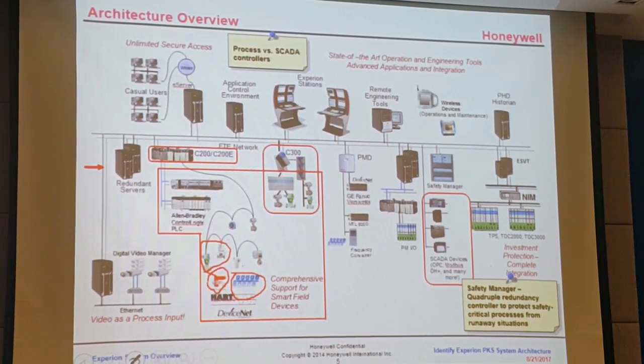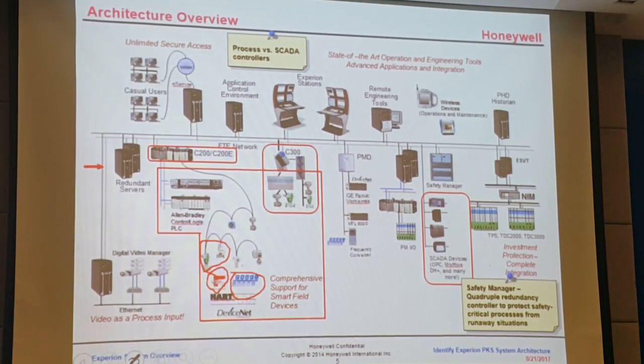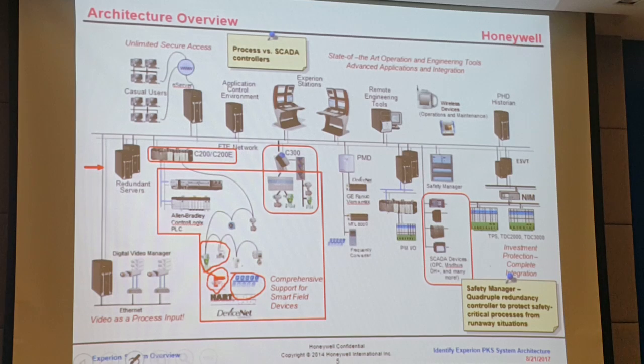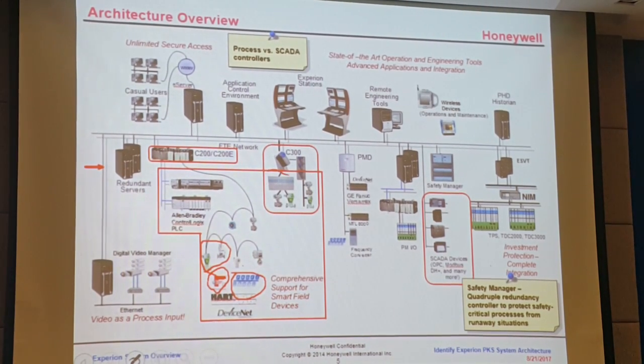The C300 also supports a total of 64 I/O units, which can be a mixture of PM family here, and Series C I/O here. This is PMIO. And this is Series C.